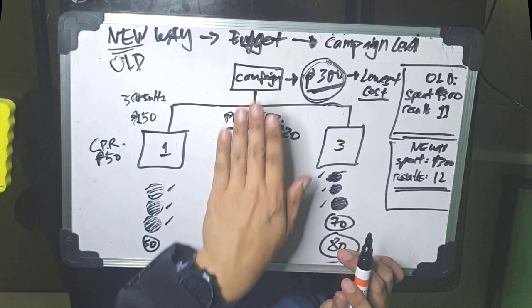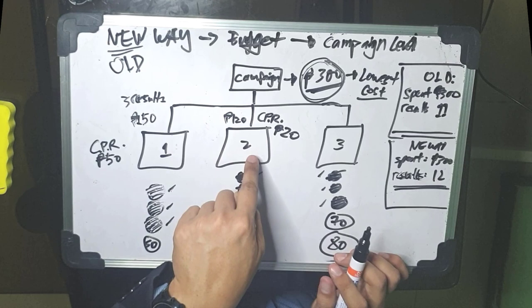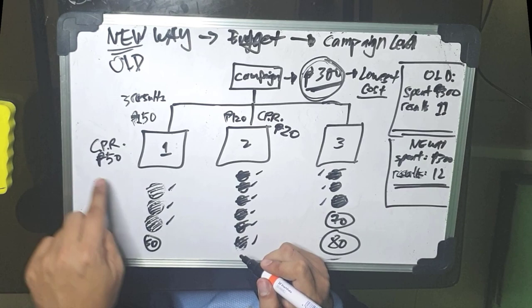So, mangyayari, so far, mas better ang perform, mas better yung nakukuha nating CPR sa ad set number 2 kesa sa ad set number 1, kasi ang ad set number 1, we get 50 pesos cost per result. Or sa isang result, 50 pesos. Dito naman, sa isang result, 20 pesos.